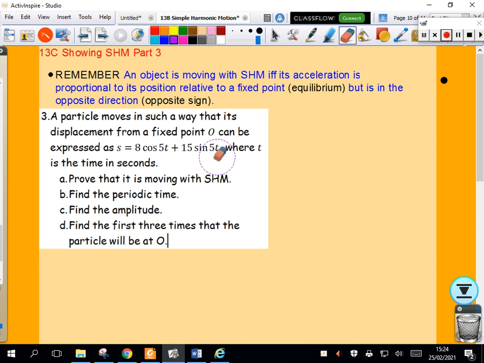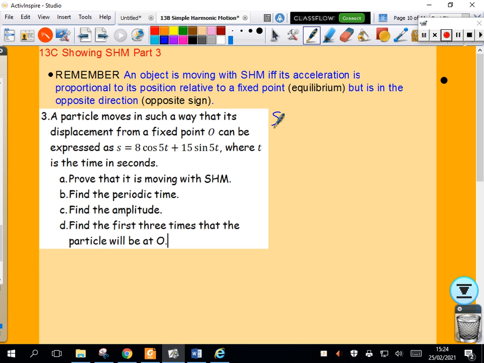I'm not going to go through that first part, I'll leave that to you. In order to prove it, your differentiation has to be good. You take the first derivative, which is velocity, take the second derivative, which is acceleration, and show that acceleration is some negative constant multiplied by displacement. That's the definition of simple harmonic motion.